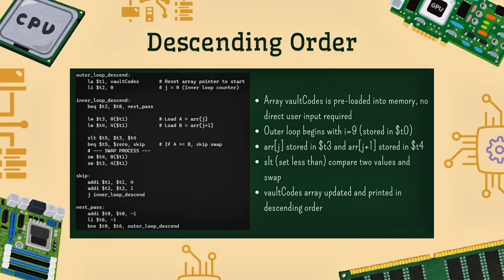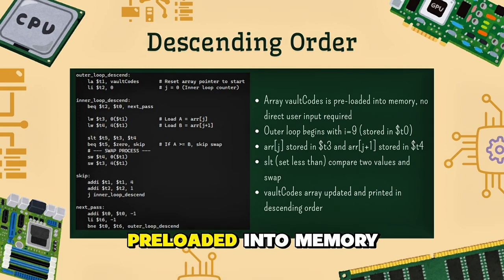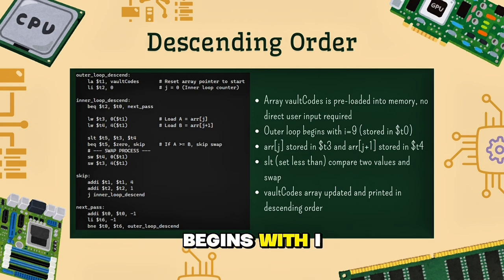Next is how input is processed and stored for descending order. Array vault codes is preloaded into memory. No user input is required. The loop begins with I equals 9, which will be stored in register T0. Array J is stored in register T3, and array J plus 1 will be stored in register T4. Set less than compares the two values, and then it will swap. Vault codes in the array are updated and printed in descending order.